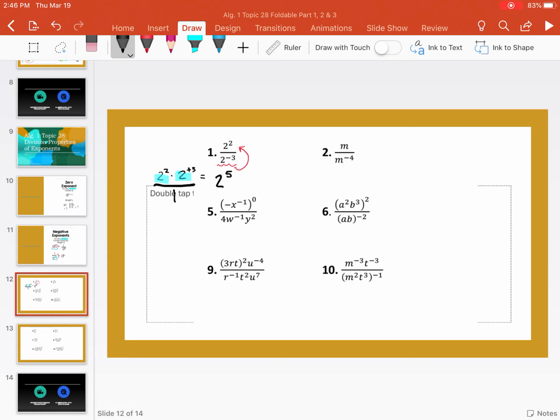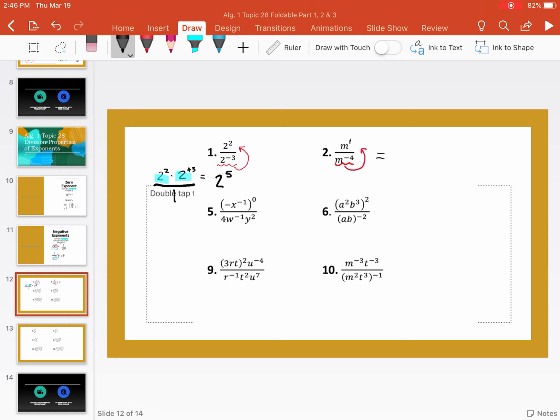Okay, number 2, m divided by m to the negative 4th. Now we know this is already m to the 1st power. They're trying to trick us here. How dare they? But we see an m to the negative 4th in the denominator. We can move that. So we're going to take this whole value, flip it up. It's going to become positive.